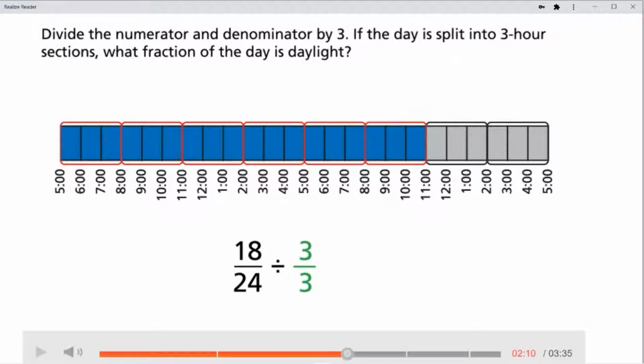So here, stop and think. What's 18 divided by 3? Or you can think the other way around. You can think 3 times what number gives me 18? I know 6 times 3 gives me 18. So 18 divided by 3 equals 6. And then 24 divided by 3, or you could think 3 times what number gives you 24? 24 divided by 3 is going to give you 8.